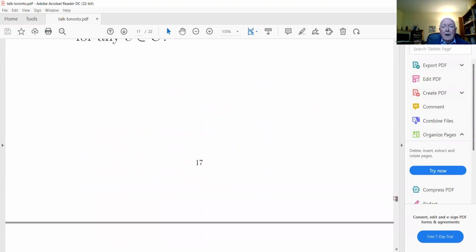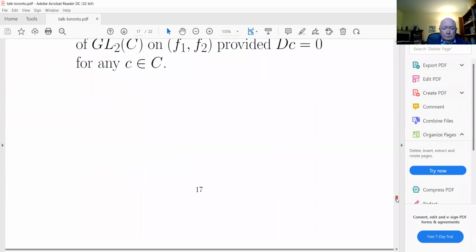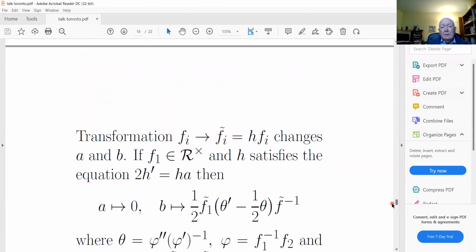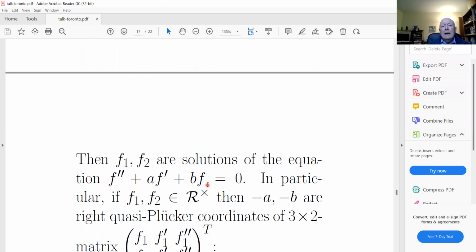Okay, and now suppose that C is an algebra of constants, then A and B are invariants under GL2 of C. What we are trying to do is to consider this equation. In the classical theory, people try to kill A. If you kill A by acting on F1 and F2, then you will have just a solution for B, and this B will give you the classical Schwarz derivative.